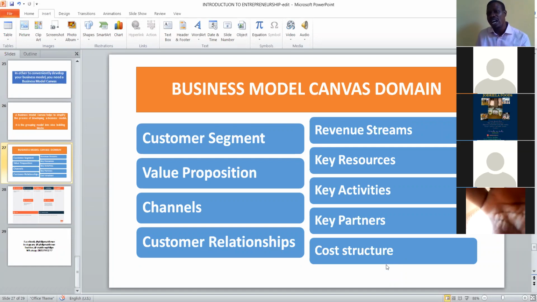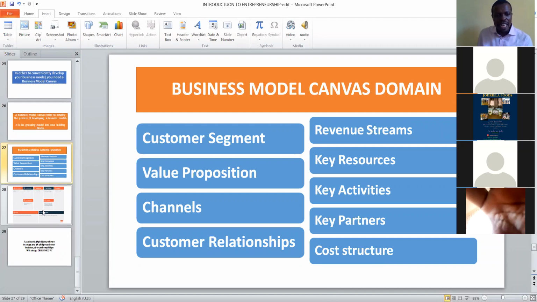Then you're also going to incur costs on fees, on salary, on fueling. Just list all the cost domains. This will help us to know where you will spend money.